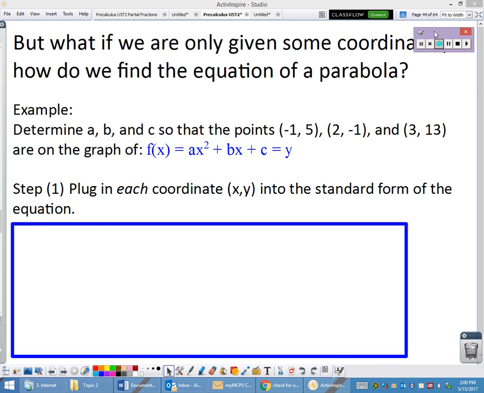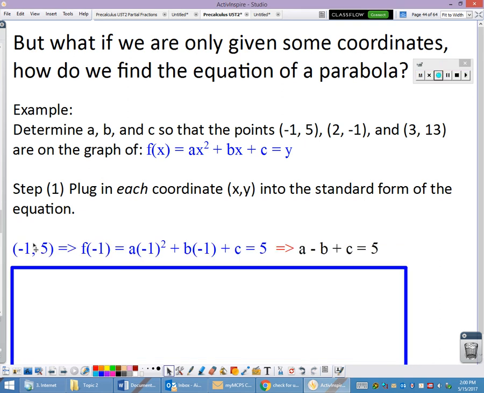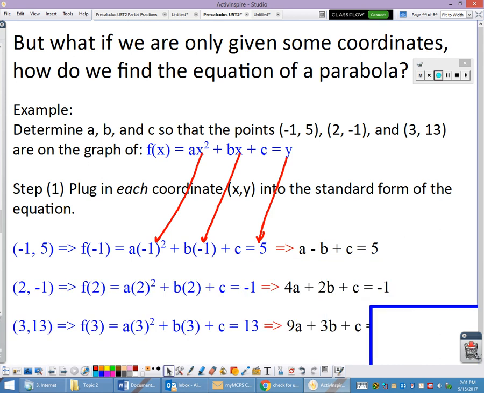Okay, but what if I'm only given 3 coordinates? So in this case, -1, 5, 2, -1, and 3, -3. I want to know what equation, what function, would have all 3 of those points on it. So again, I'm going to do the same thing. I'm going to plug negative 1 in for x, and that's going to be a times -1 squared. And again, that's directly from the x here, and then my c equals my y, which is 5. So I'm going to do that for each point, and it's going to look something like this.